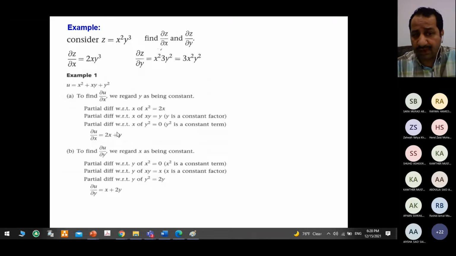What if he told me to differentiate with respect to y? Again, let me go back here. This is x squared. Differentiation of x squared with respect to y, what do you think? It's 0. Okay, xy, when I differentiate with respect to y, not x, gives x. Okay, y squared, differentiate with respect to y, gives 2y.